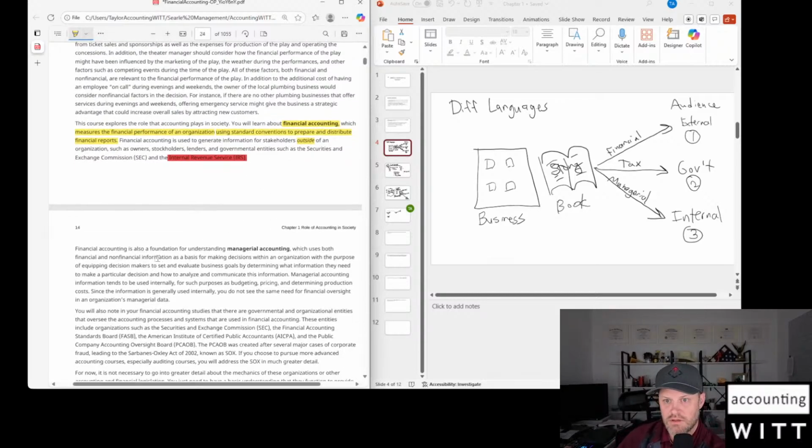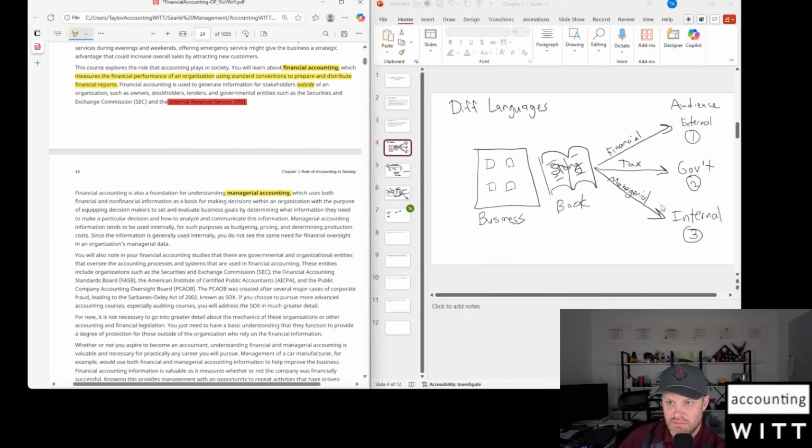Financial accounting also is a foundation for understanding managerial accounting. I'm wondering where they're going with that. Managerial being another language, which uses both financial and non-financial information as a basis for making decisions within an organization. So external, internal, with the purpose of equipping decision makers to set and evaluate business goals by determining what information they need to make.